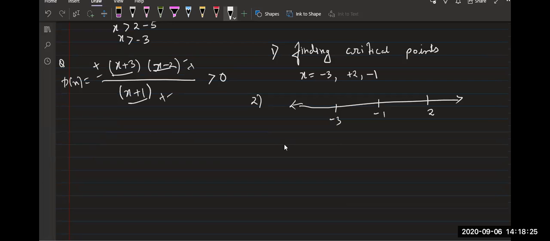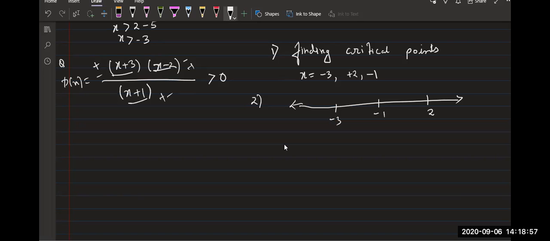Now, what do you think? You shouldn't plot other points. You just have to focus on critical points. Now, just think about this. These three critical points will divide my number line into how many intervals? Now, we need to find the points at which the sign changes.